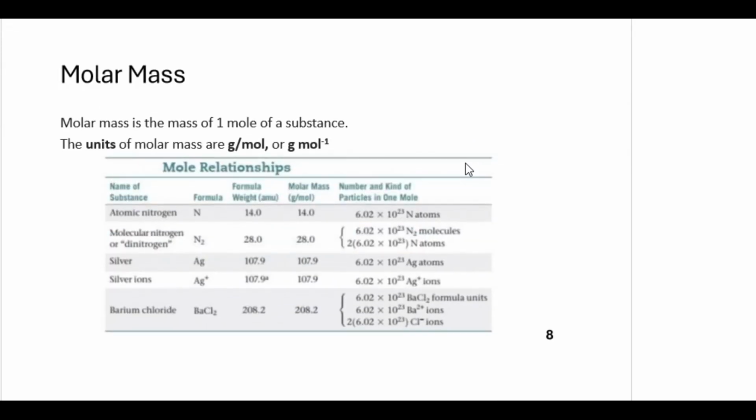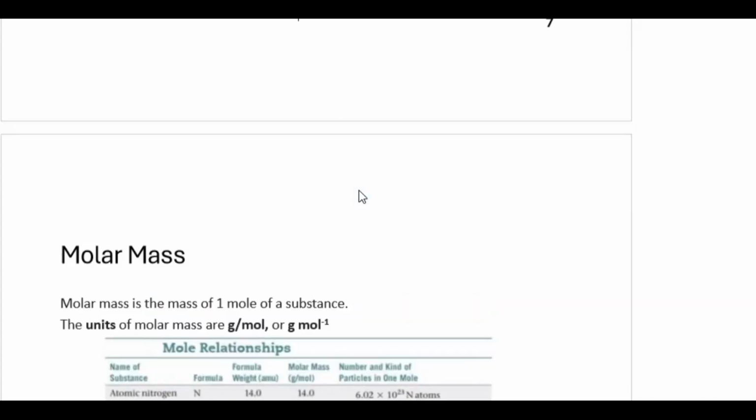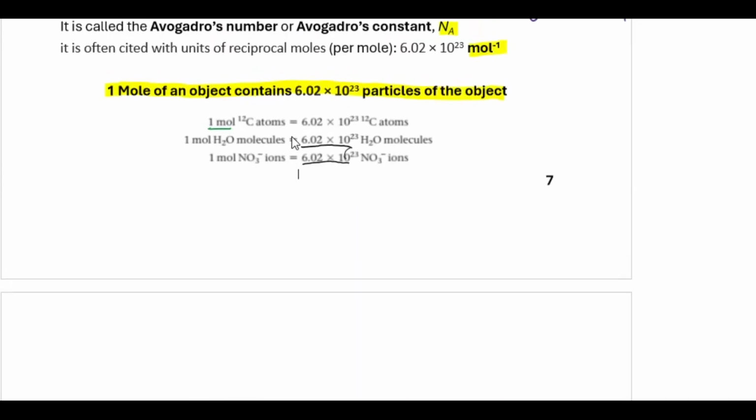So now let's go down to molar mass. It is very simple. When we say molar mass, it simply means mass of 1 mole. Mass of 1 mole. What do we mean by that? If you check up here, you can see that 1 mole of everything contains the same number of atoms.